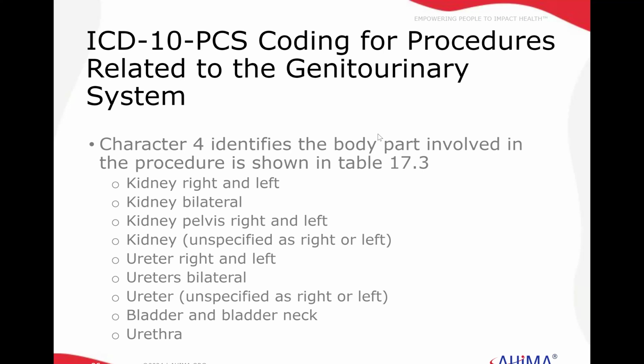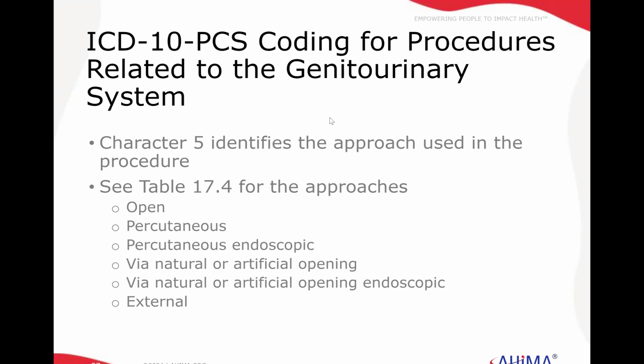And again, as we've seen in the table for the body part, there is a right, there is a left, there is bilateral, there is unspecified. The fifth character covers the approach. It could be open, it could be percutaneous, it could be percutaneous endoscopic, could be via natural or artificial opening, could be via natural or artificial opening using a scope, and so on.